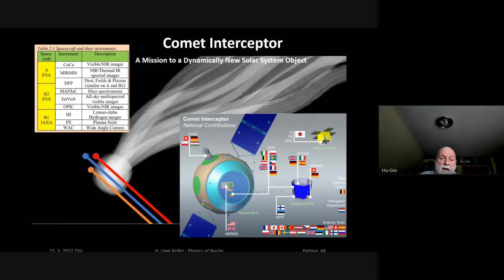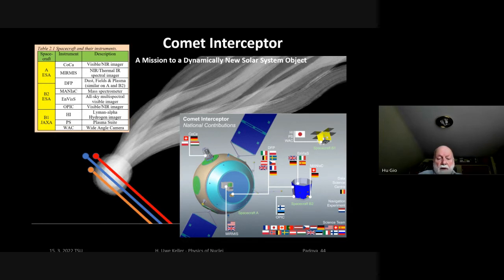This mission has three spacecraft, one major spacecraft and one smaller Japanese spacecraft, and so the spacecraft are flying by on different trajectories, so that 3D information can be gained during the flyby. And the purpose is to find out whether there are systematic differences between so-called new comets and the short-period comets.